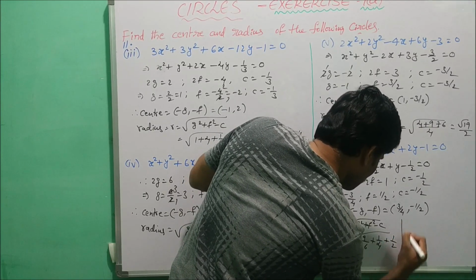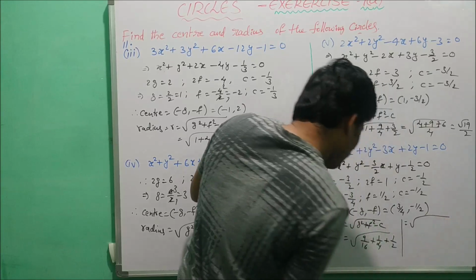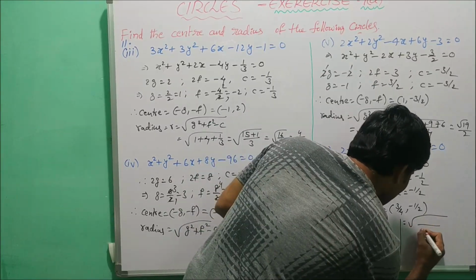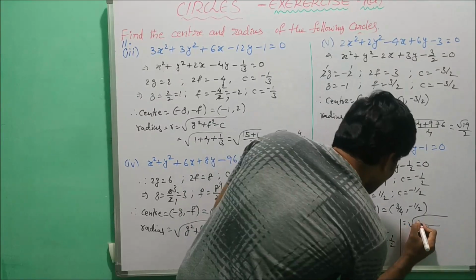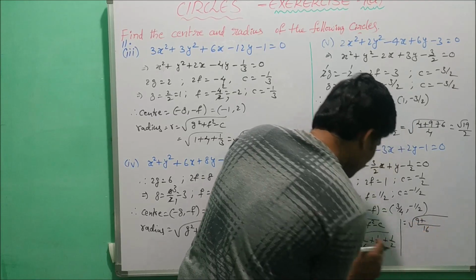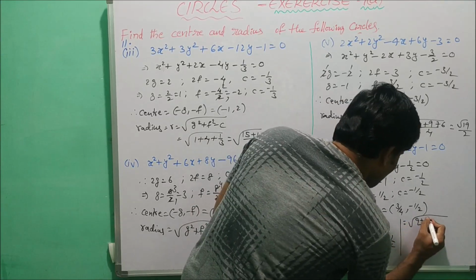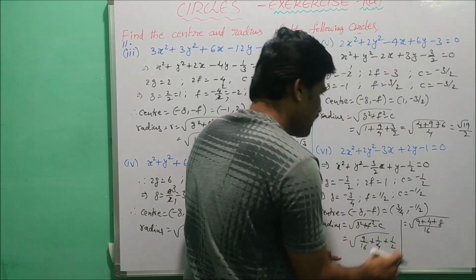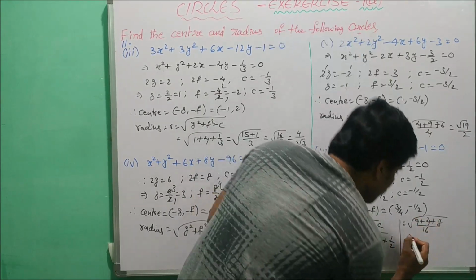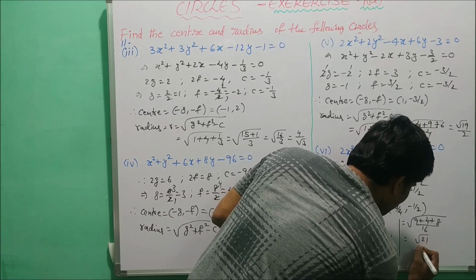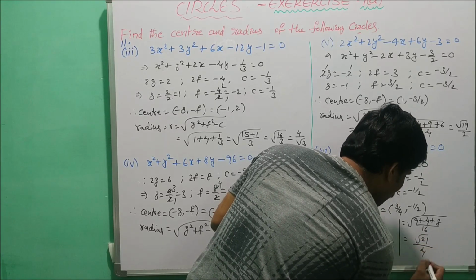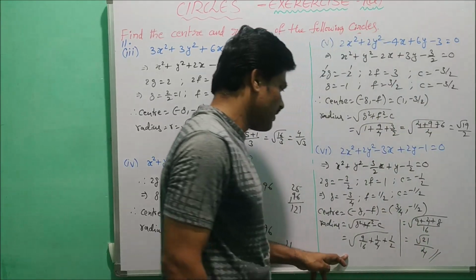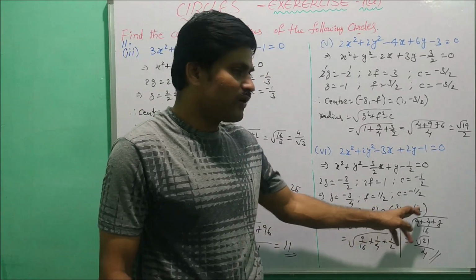Now that equals the square root of, we take LCM, that is 16. So in the numerator, 9 plus 4, 4 into 4 is 16, 4 into 2 is 8, 8 into 1 is 8. So 9 plus 4 is 13, plus 8, square root 21 by the square root of 16, which is 4. So square root 21 by 4 is the radius, and the center is (3 by 4, minus 1 by 2).